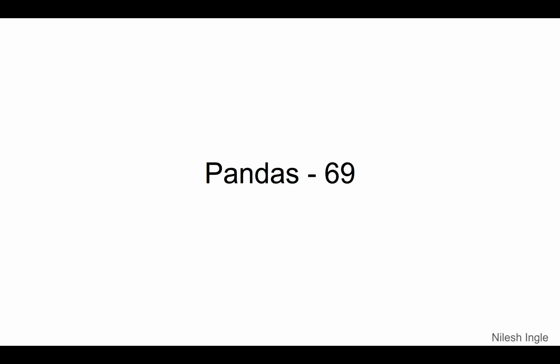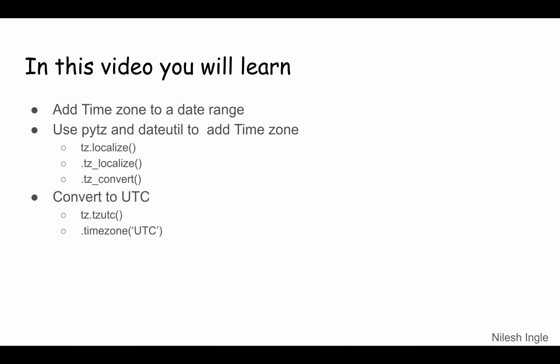I'm Nilesh, and in this video we'll continue to learn about time zone in pandas, and we'll build up on the intuitions that we discussed in the previous video. So here we'll look at how you can add a time zone to a date range, and then we'll use the libraries pytz and dateutil to add time zones using tz.localize, tz_convert, and tz_localize. Then we'll also look at how to convert to UTC time using tz.tzutc and the time zone UTC. So let's get into Jupyter Notebook and start coding.